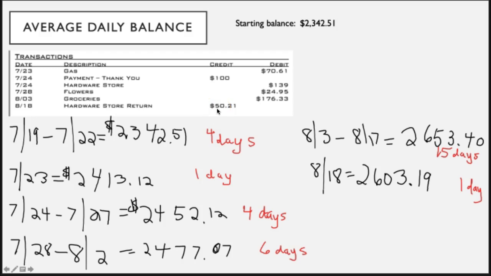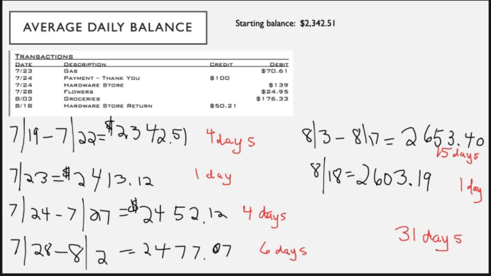If you need to, pause this recording and check this. You should have 4 days of this balance, 1 day of this balance, 4 days of this balance, 6 of this one, 15 days of $2,653.40, and so forth, for a total of 31 days in the billing cycle. Please check your answer and make sure that this matches what you have on your paper.